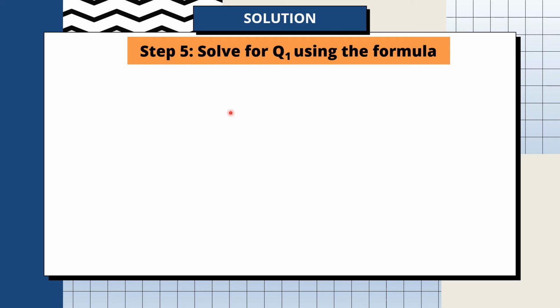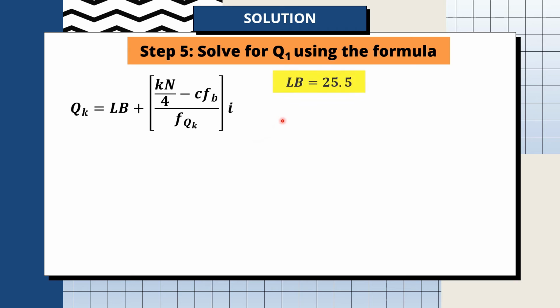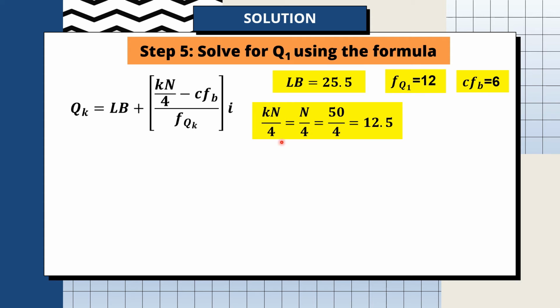Next, proceed tayo sa ating step 5, which is to solve for the quartile 1 using the formula of our quartile. So, we have here yung ating given, yung lower boundary natin na 25.5, yung FQ sub 1 natin which is 12, yung CFB natin which is 6, yung KN over 4 natin na na-solve na a while ago which is 12.5, and then yung class size natin which is equal to 5, galing yan sa 30 minus 26 is equal to 4 plus 1, that is 5.